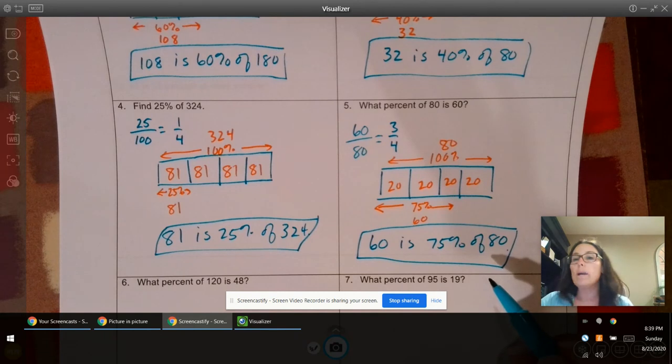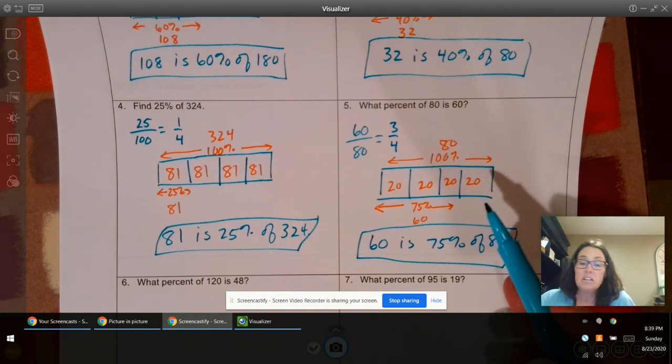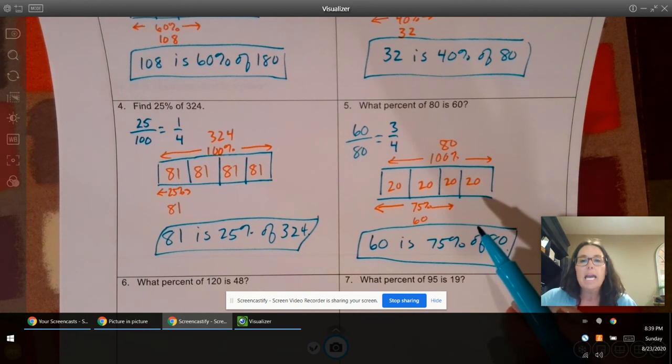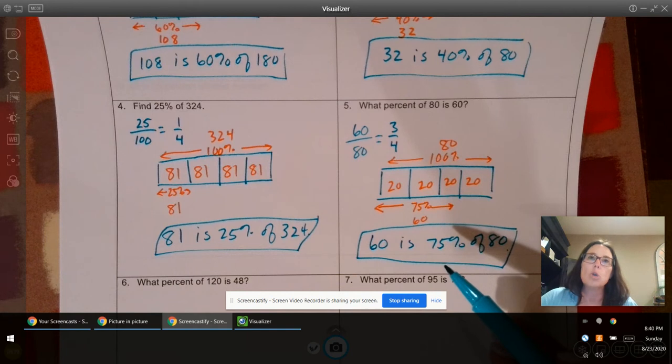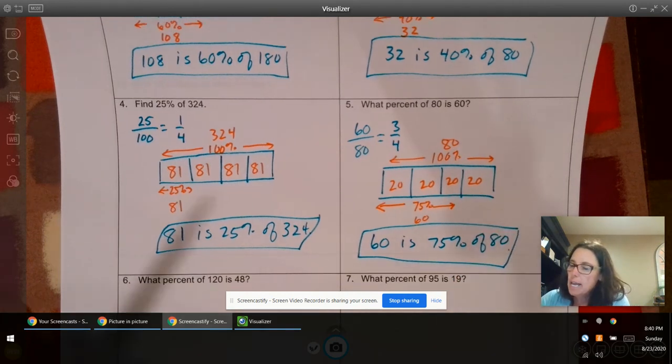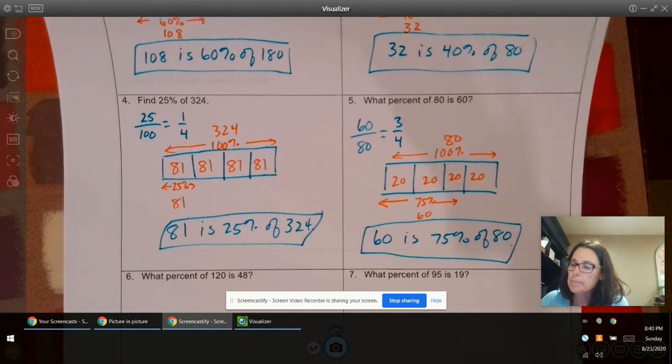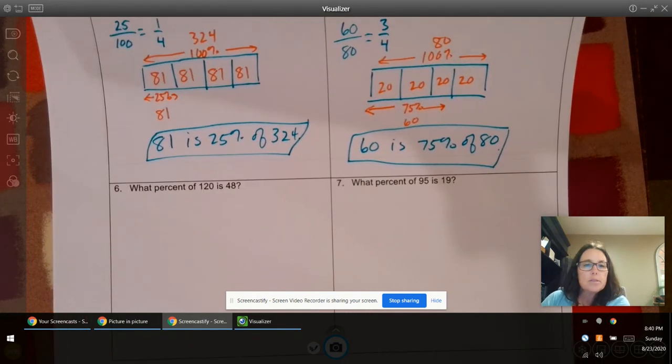Many of you probably knew that answer without doing anything. That's not the point of this. The point of it is to take a pretty simple problem, what percent of 80 is 60, and develop a new process in solving for that, showing your work behind it. All right, let's go ahead and do number 6 together.